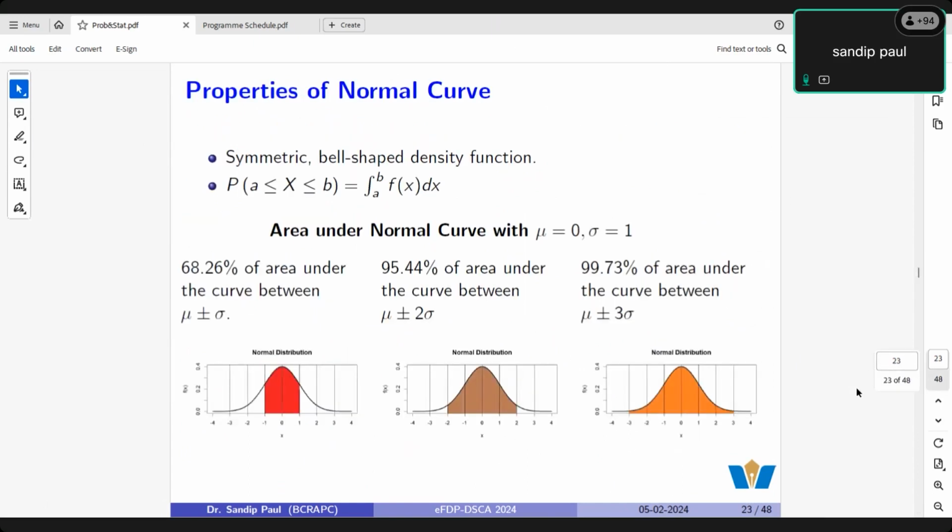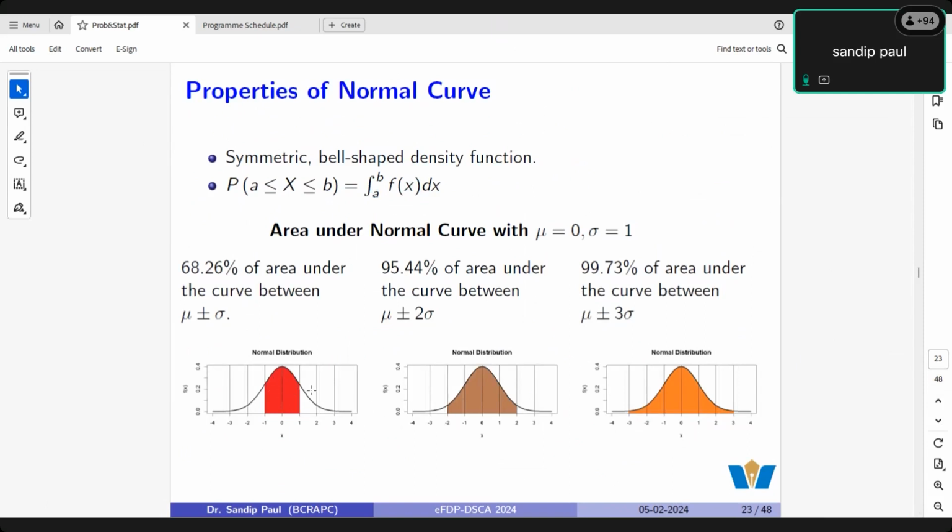Next are the properties of the normal curve. The normal curve always looks like a bell-shaped density function, and the probability between two x values a and b can be calculated through the formula integration from a to b of f of x dx. But what does it mean?